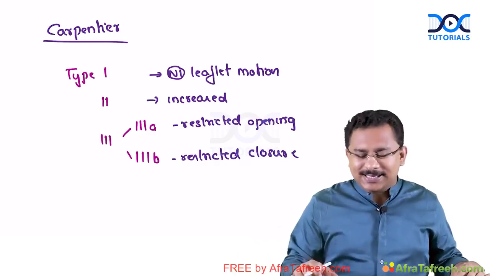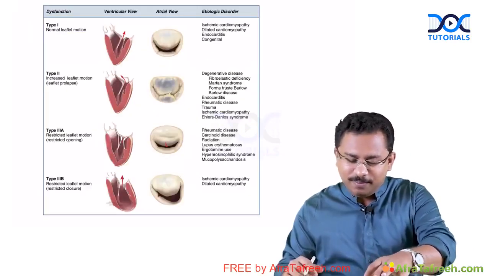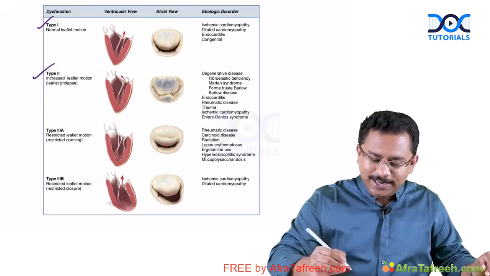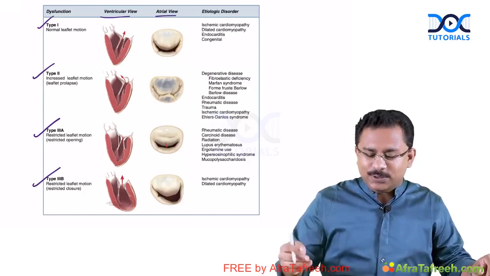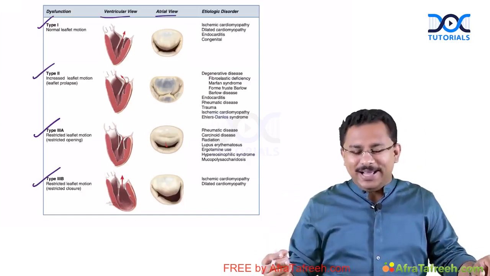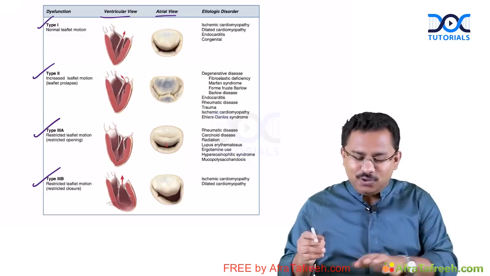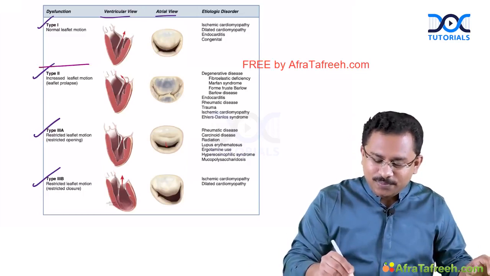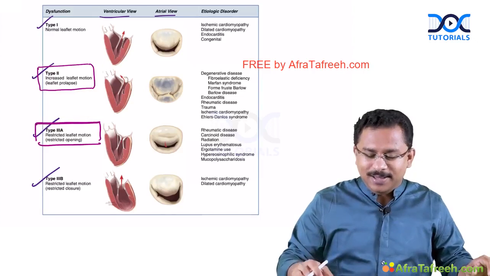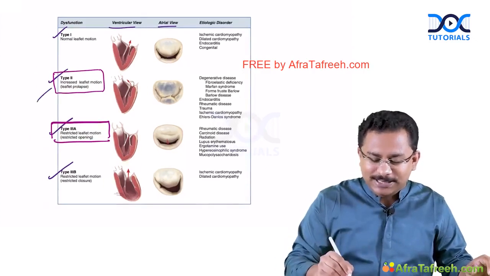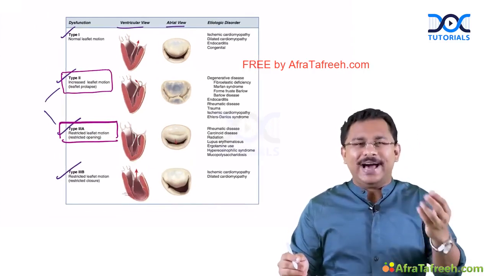So how important is this Carpentier classification? Well, let me just show you this table also from Braunwald. You can see the type 1, type 2, type 3A and type 3B. You can see the ventricular view as well as the atrial view of the mitral valve leaflets in these various types. Now remember, type 2 and type 3A. What is common to these two types is that both these two types are primary disorders of the valve leaflets.